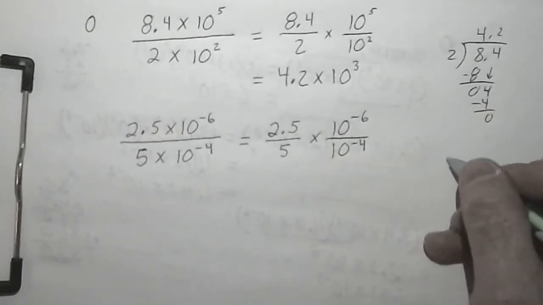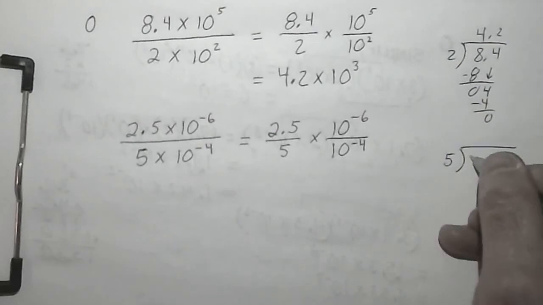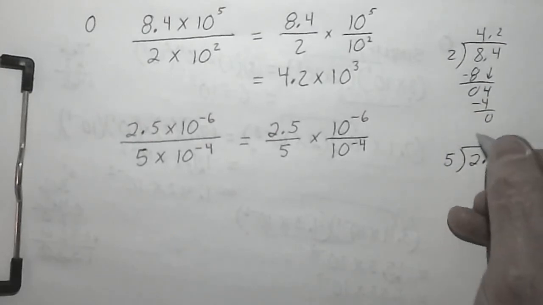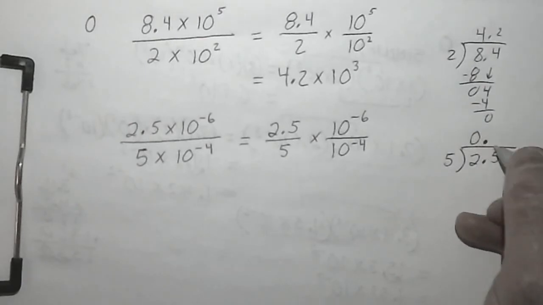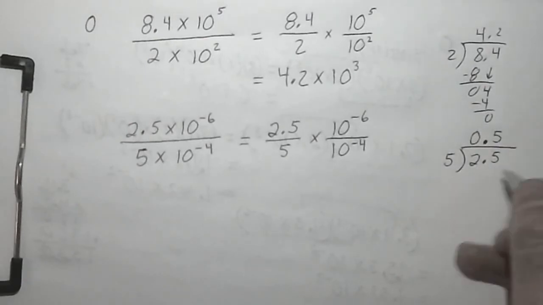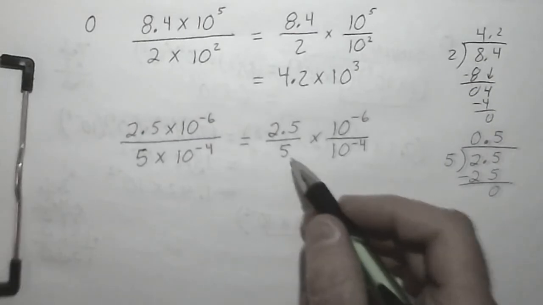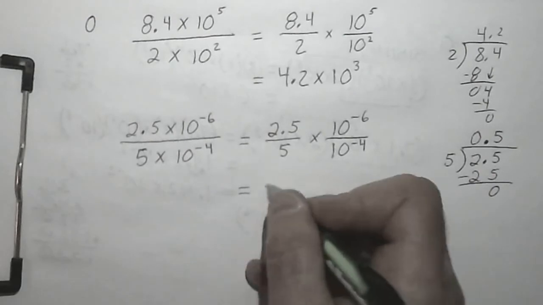Now 5 divides into 2.5 how many times? Well, we'll do this off to the side of our paper here. 5 divides into 2 0 times. 5 divides into 25 5 times. And so therefore 2.5 divided by 5 is 0.5.